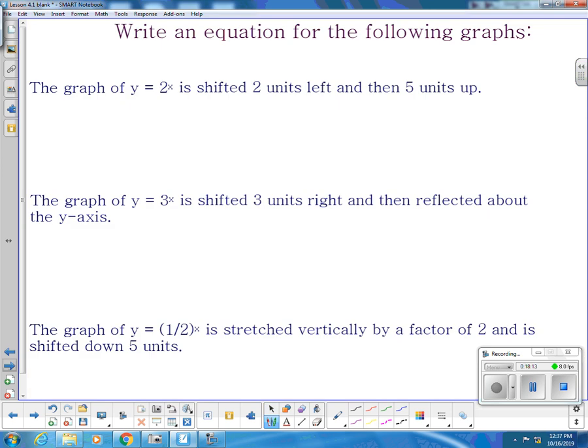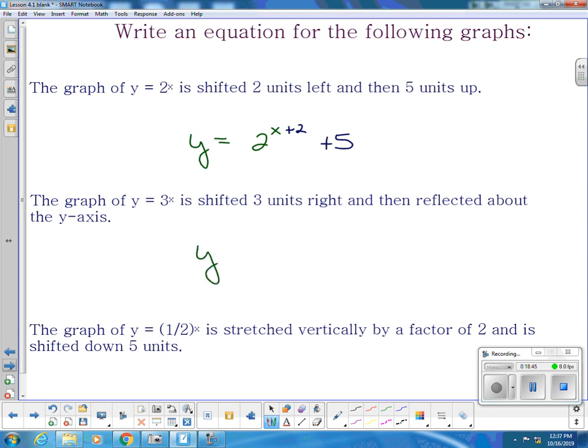Here we go. So let's write the new equation. So it says y equals 2 to the x. I want to move it 2 units to the left. Where would that change take place? Up. That's plus 2. It's going to be x plus 2 up in the exponent position. And then 5 units up. Plus 5. Plus 5 here. So it's horizontal. It's going to be in the exponent area.